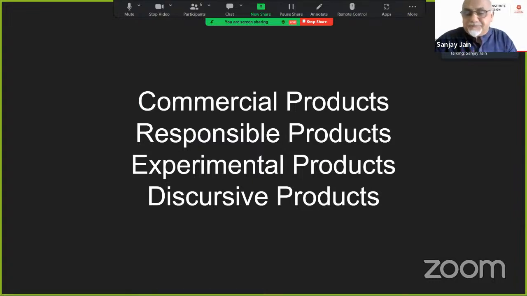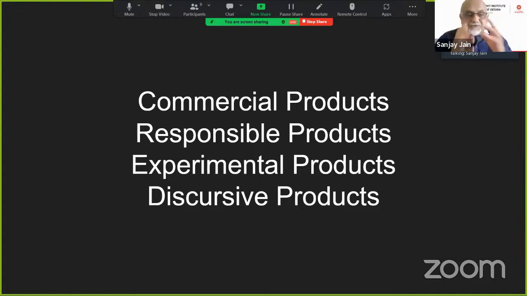So for the sake of simplicity, and hopefully so that you can understand these various aspects or activities of design, I will put them into 4 separate categories, or 4 separate fields. And when I say product, it doesn't mean a tangible product. It could be even an intangible product. So when you design experiences, that also is a product, or the outcome of the design process or design thinking. So to start with: commercial products, responsible products, experimental products, and discursive products.